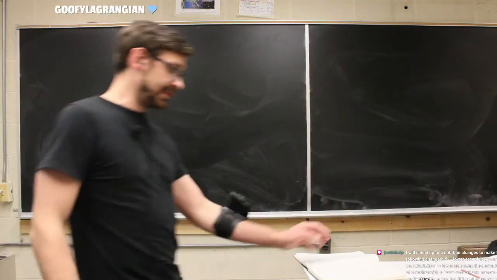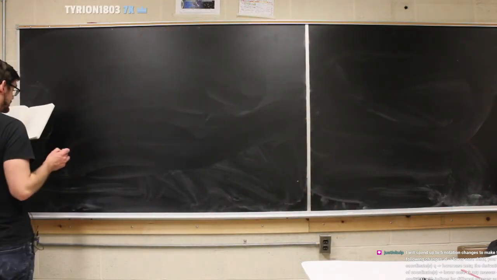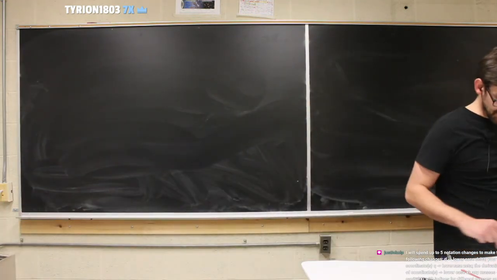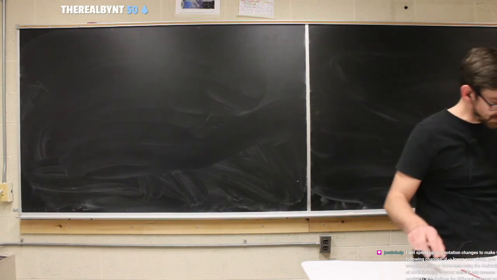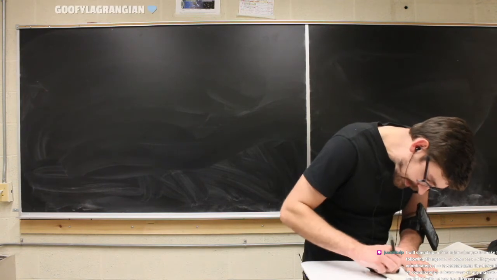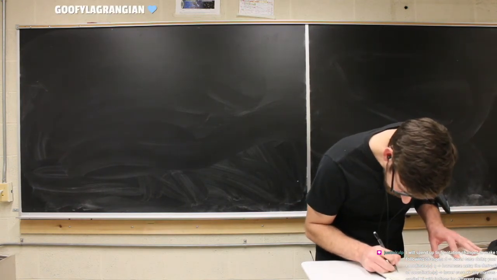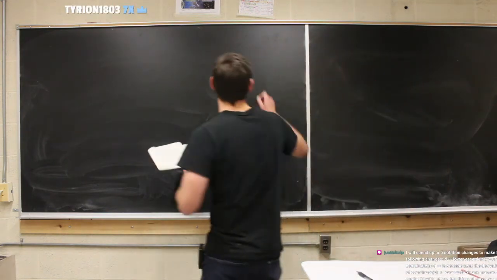Last example is a bead on a spinning wire hoop. Why did I write hook? It's not a wire hook, is it? I thought it was just a spinning wire. Hoop, not hook. Spinning wire hoop. So now let's draw a picture.